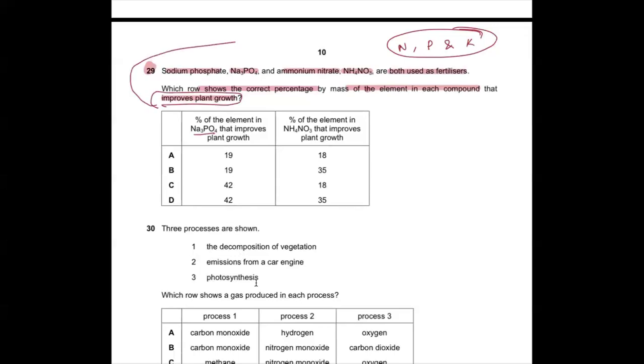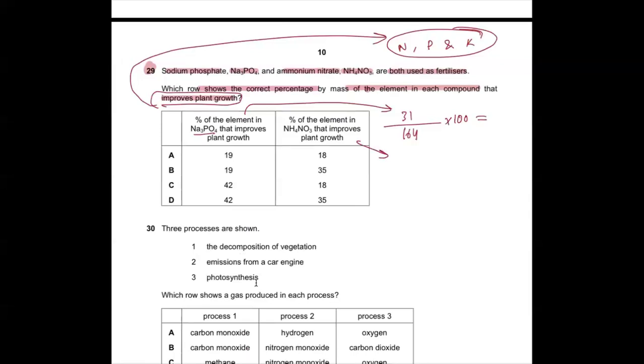These improve plant growth. So over here we have phosphorus. The Ar of phosphorus is 31. There are 3 sodium, so 3 sodium is going to be 23, 23, and 23, which is 69. 69 and 31 is going to be 100, and 4 oxygen, 164. So for this one, multiply by 100. Can anyone tell me the answer?